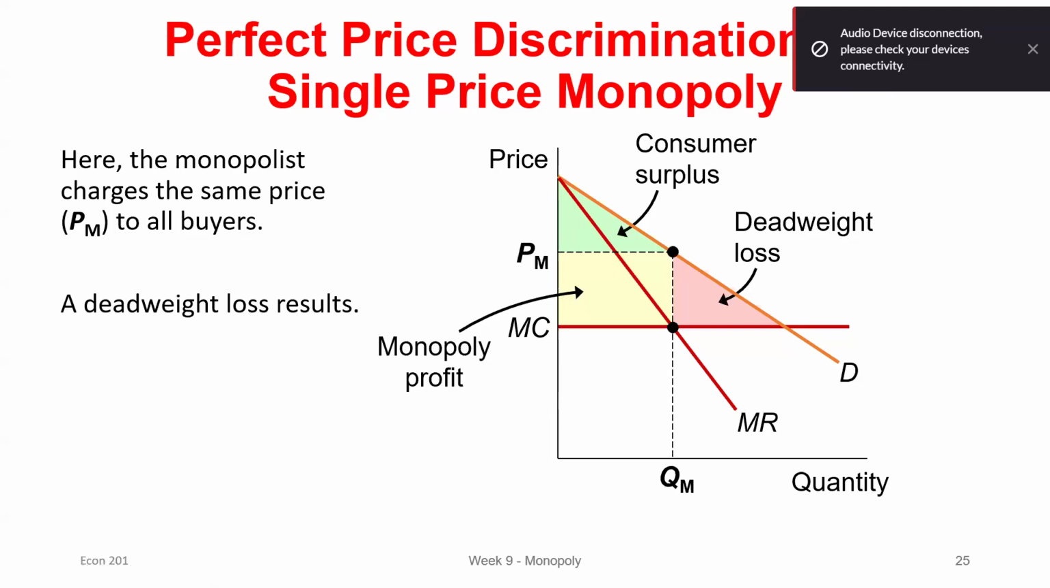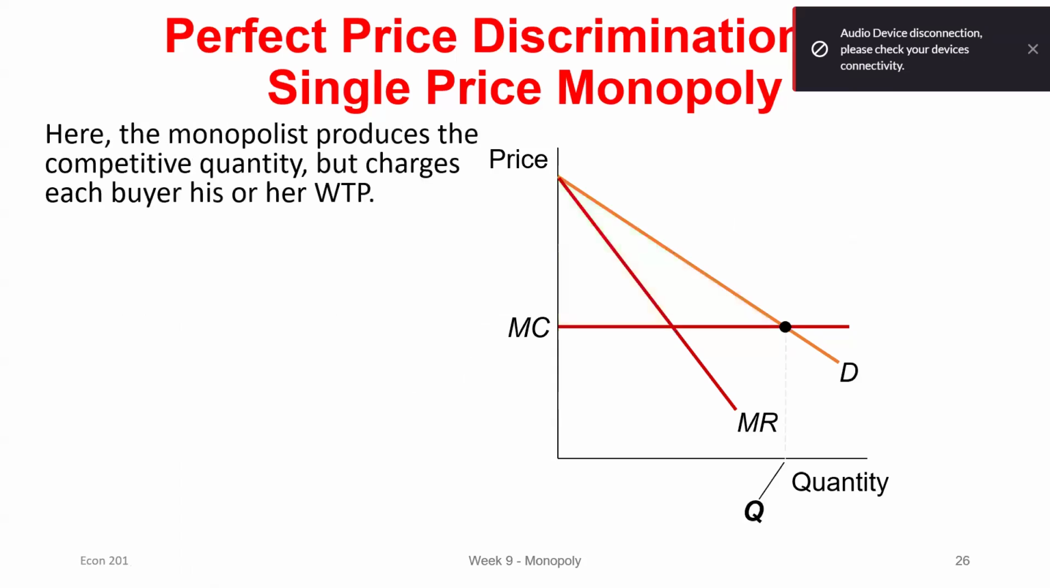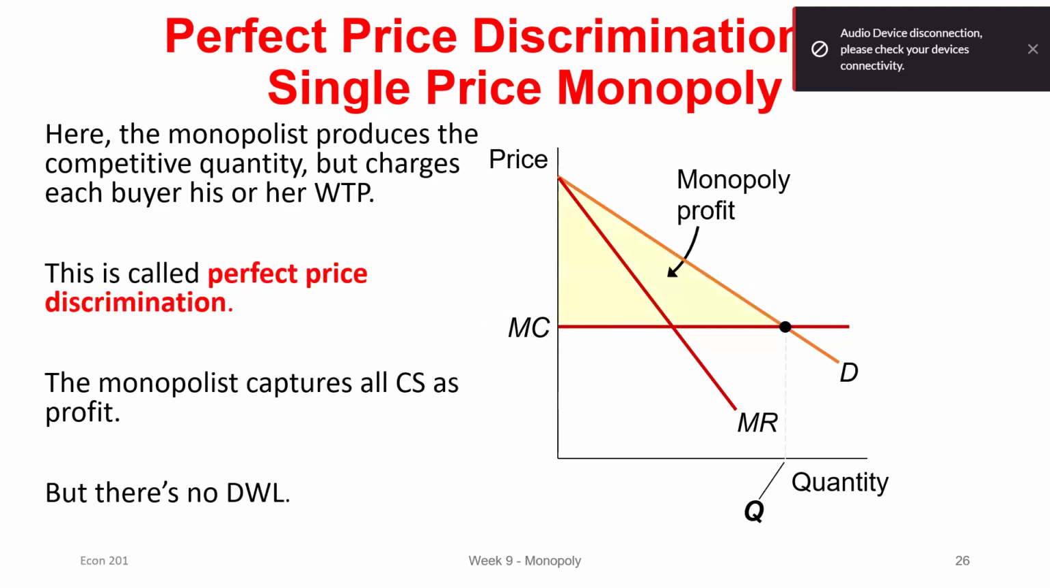And what am I doing by selling more units? I'm moving closer to that perfectly competitive quantity. Deadweight loss would be going down. Okay? So here was kind of a constant marginal cost example. If I can perfectly price discriminate, my demand curve, that's how I'm charging consumers these different prices.